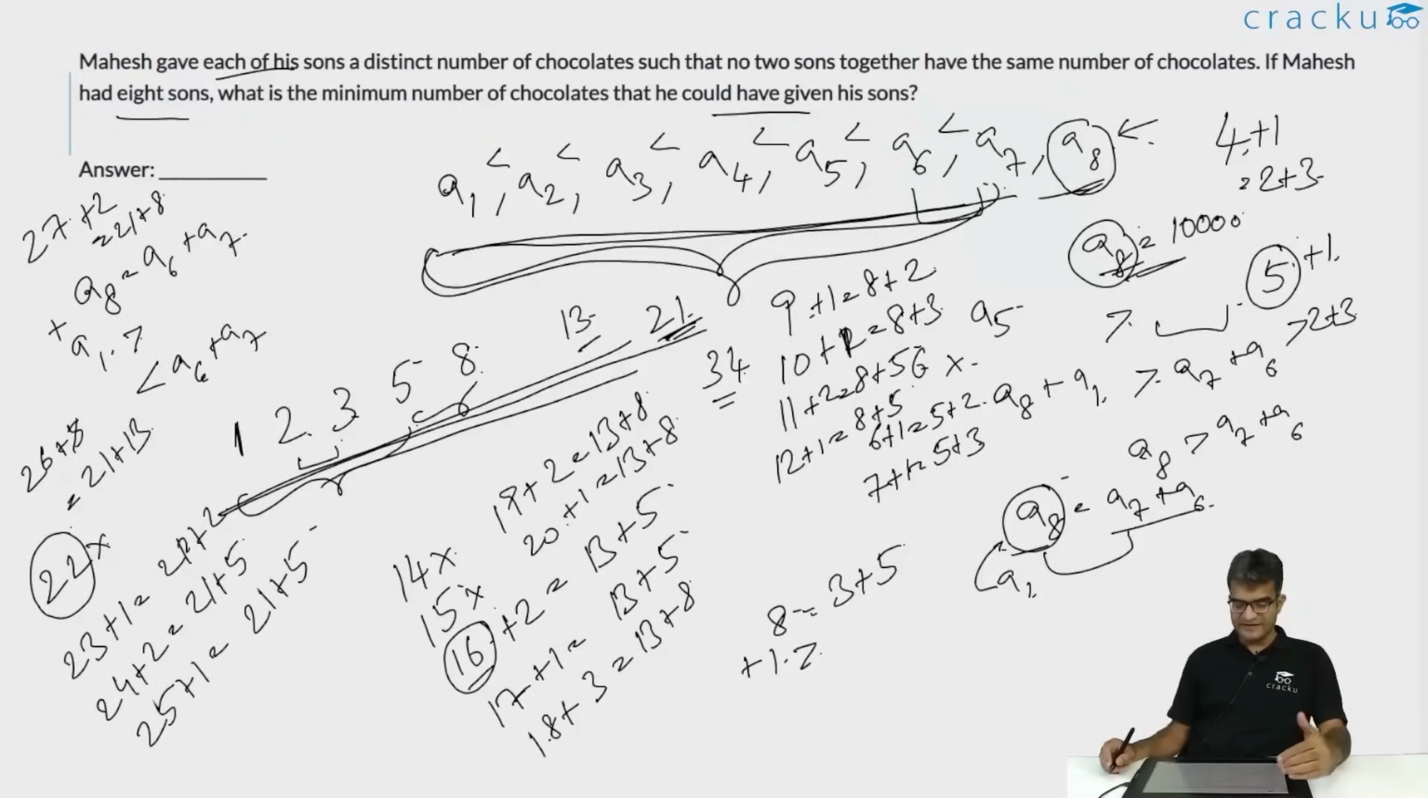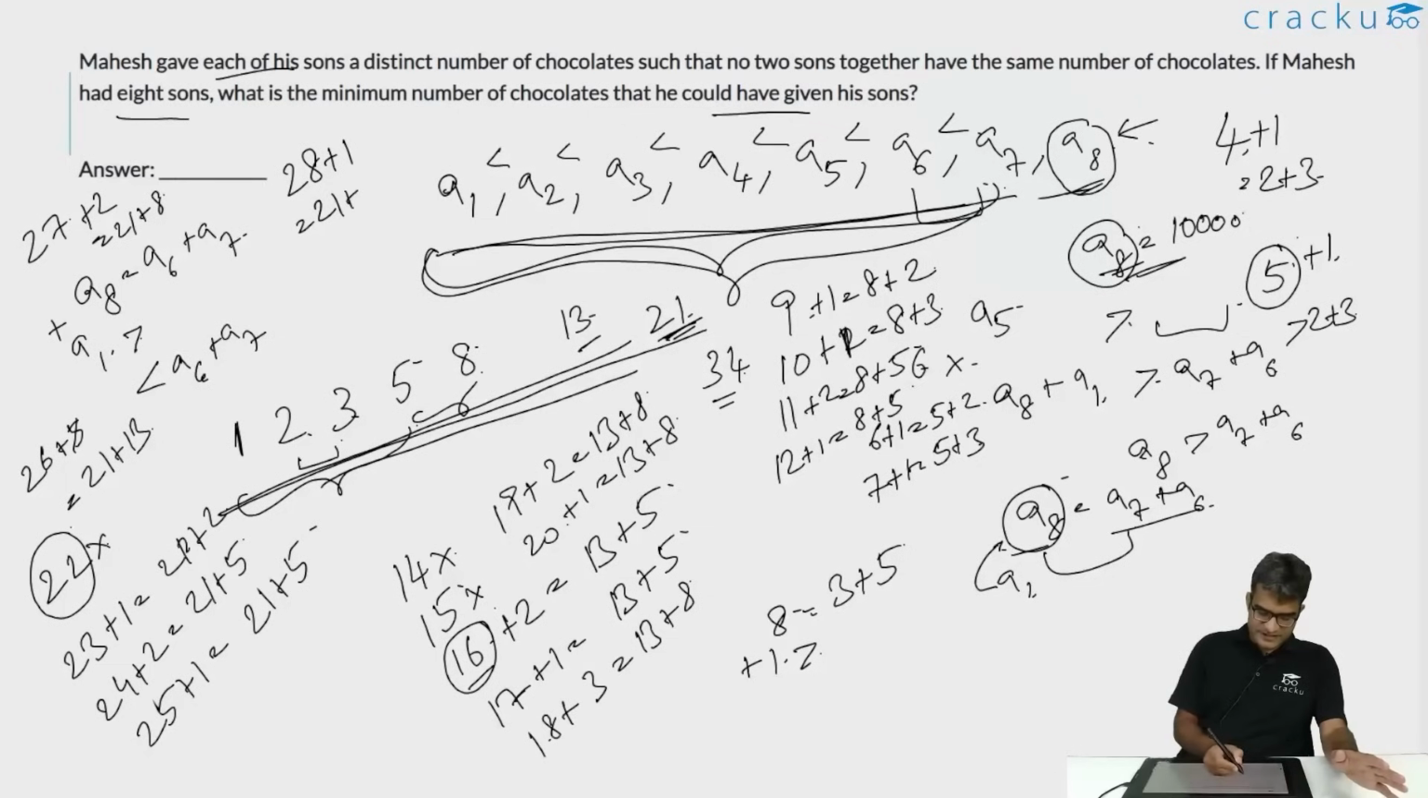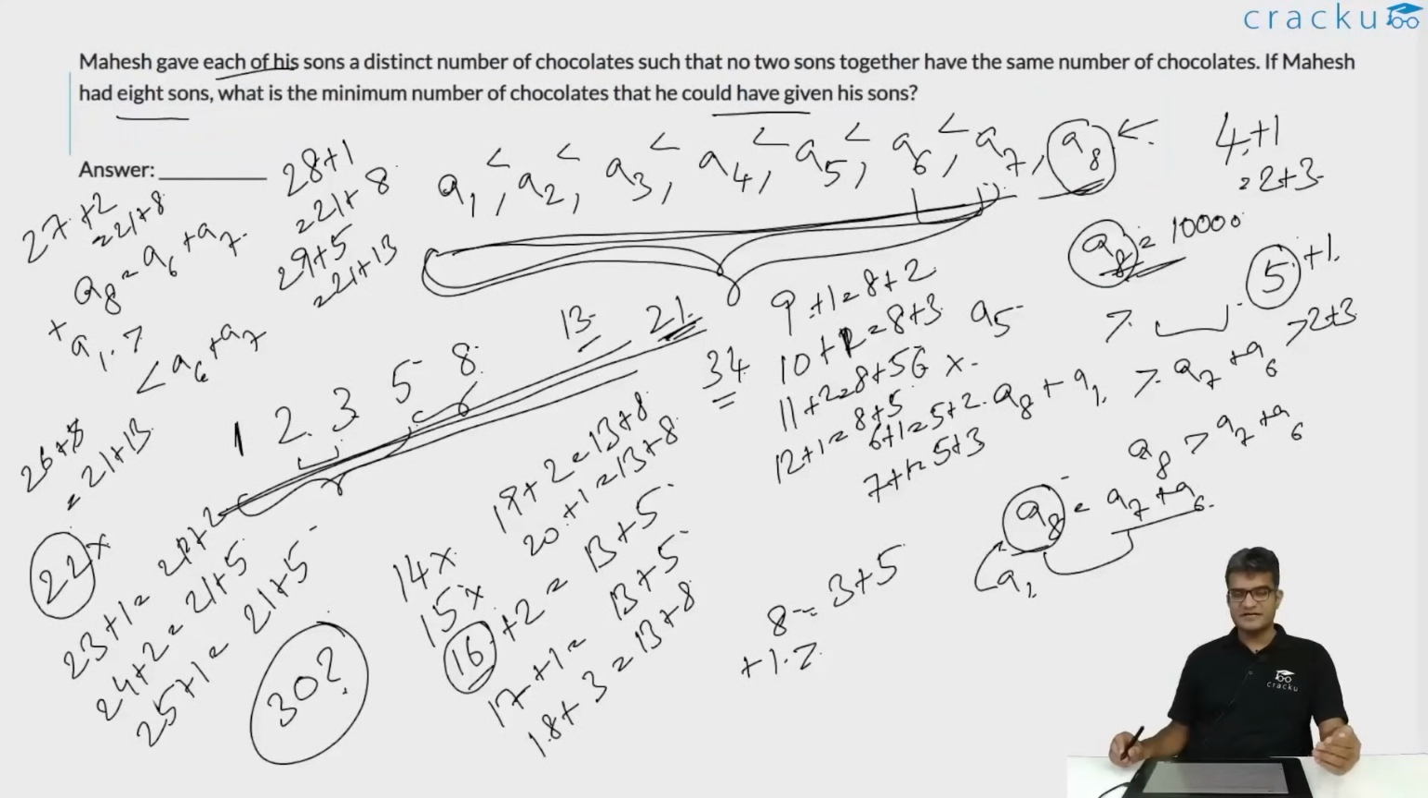For 28 and 21, the difference is 7, which is the same as 8 minus 1. So 28 plus 1 is equal to 21 plus 8. For 29, the difference is 8, which is 13 minus 5. So 29 plus 5 is equal to 21 plus 13. What about 30? 30 minus 21, the difference is 9. But you won't be able to find any pair of numbers over here whose difference is equal to 9.